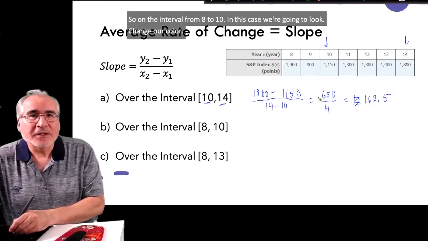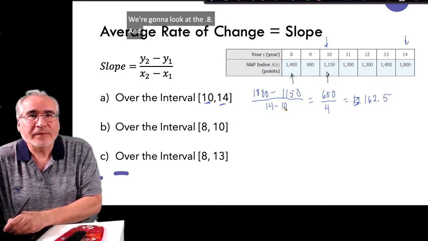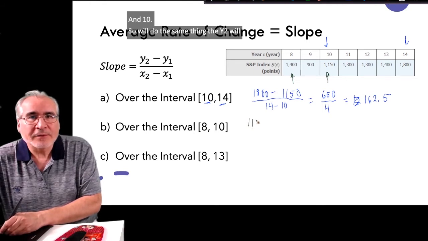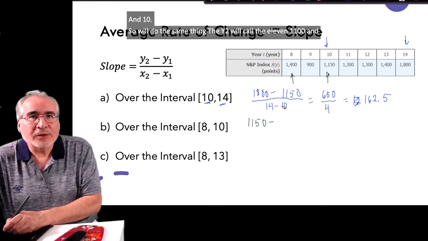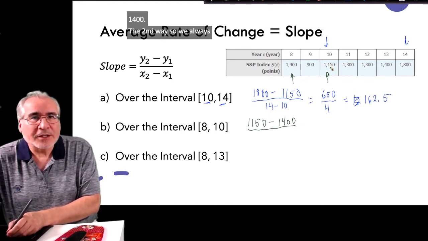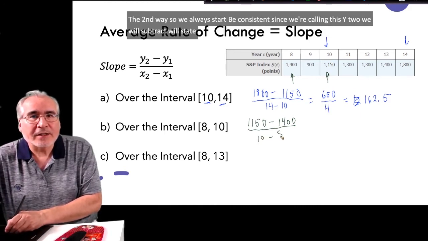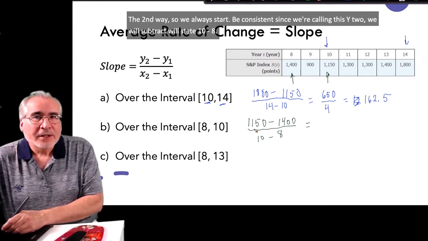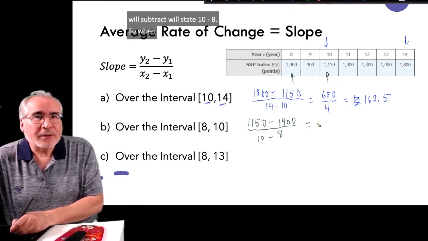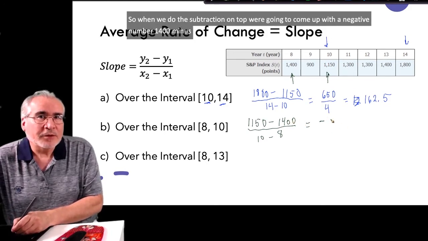Okay, so we're going to look at the point 8 and 10. So we'll do the same thing. The y2 we'll call the 1150, and we'll subtract 1400, the second y. So we always start and be consistent. Since we're calling this y2, we'll state 10 minus 8. So when we do the subtraction on top, we're going to come up with a negative number. 1400 minus 1150 will be 250.